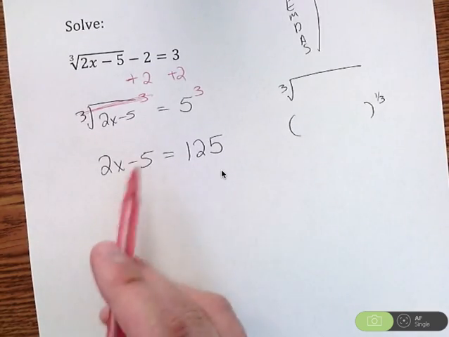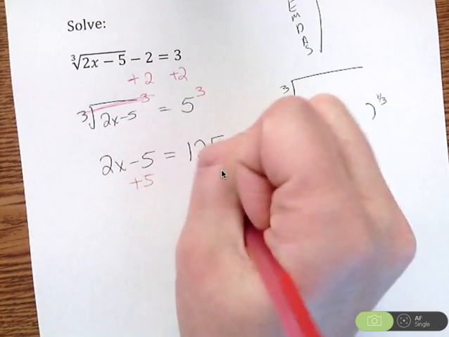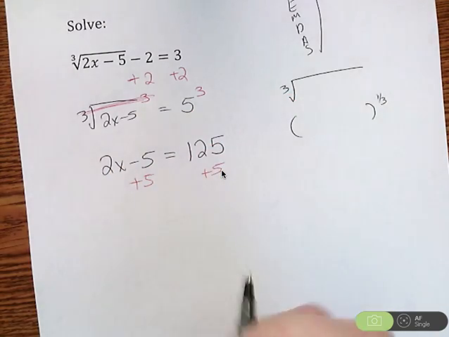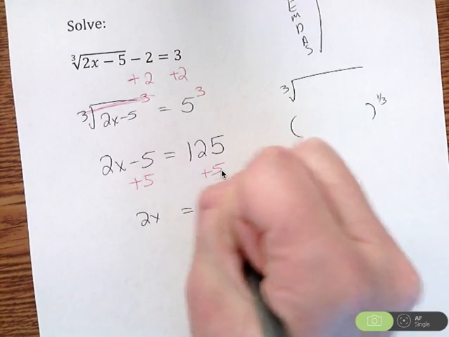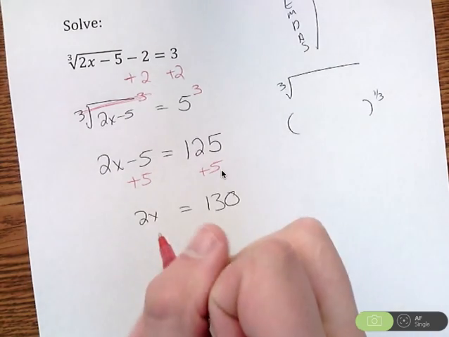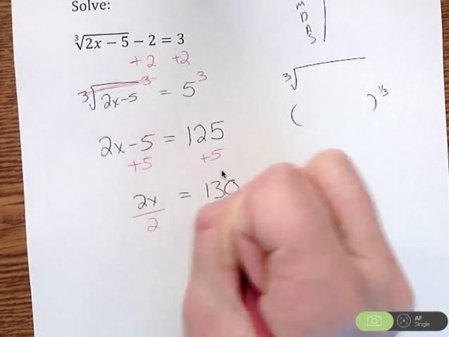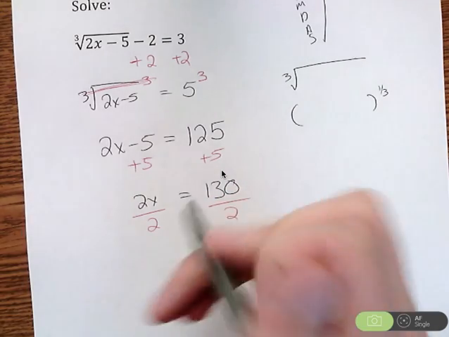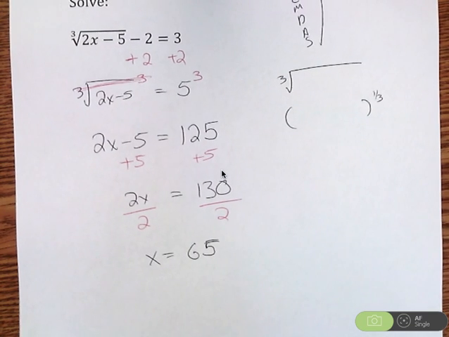So now I'm dealing with what would be on the inside, so I'm going to add 5, add 5. So I have 2x equals 130. And then to get rid of that 2 at the x, divide by 2, divide by 2. And we get x is 65.